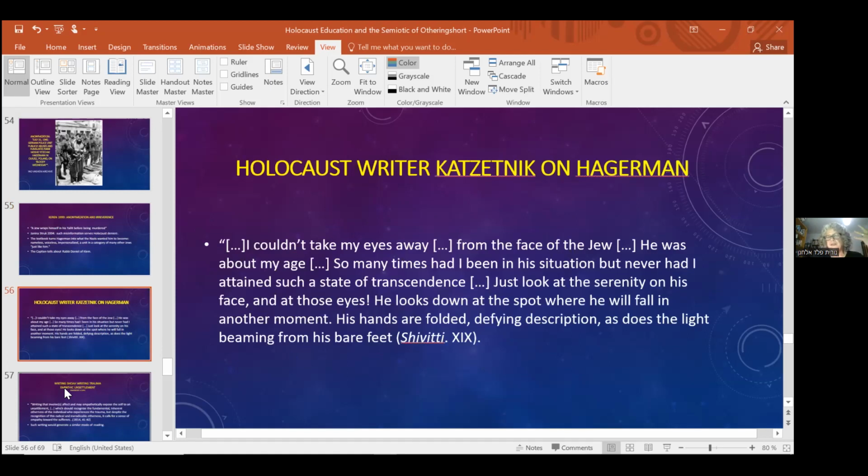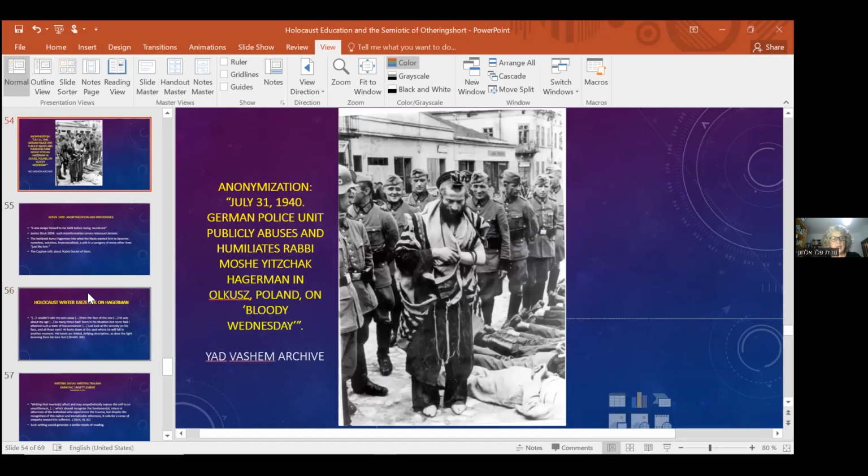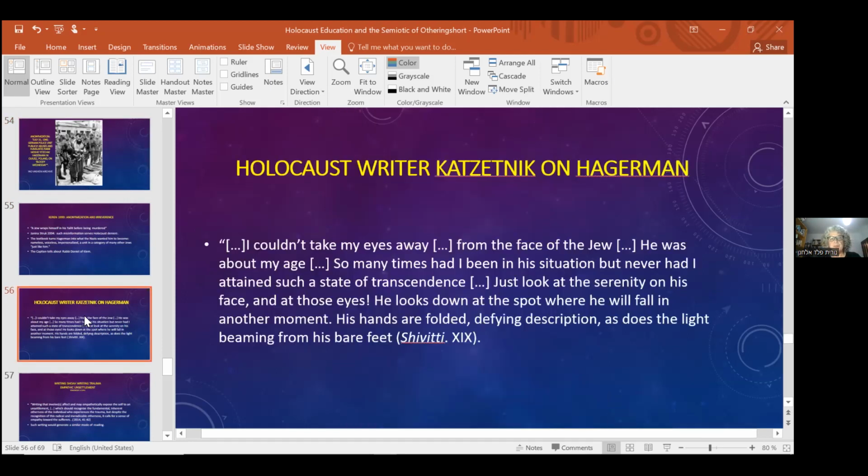Of course, you can write differently about this picture. Holocaust writer Katzetnik wrote on this picture. Okay, this is what he wrote. I couldn't take my eyes away from the face of the Jew. He was about my age.